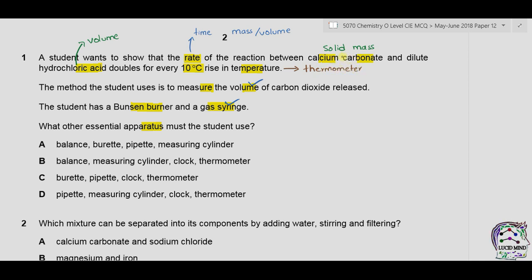So first thing is calcium carbonate. It is solid and it needs to be measured using balance. So balance is needed. In part C, we can see we do not have any balance. Again in D, we do not have any balance.